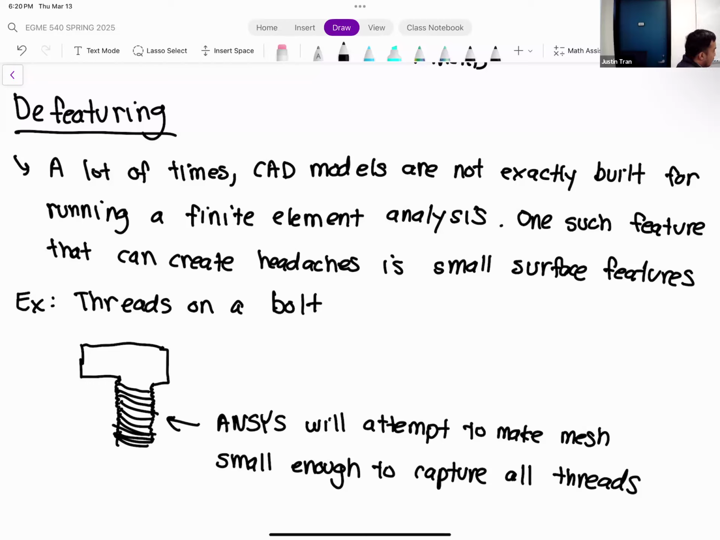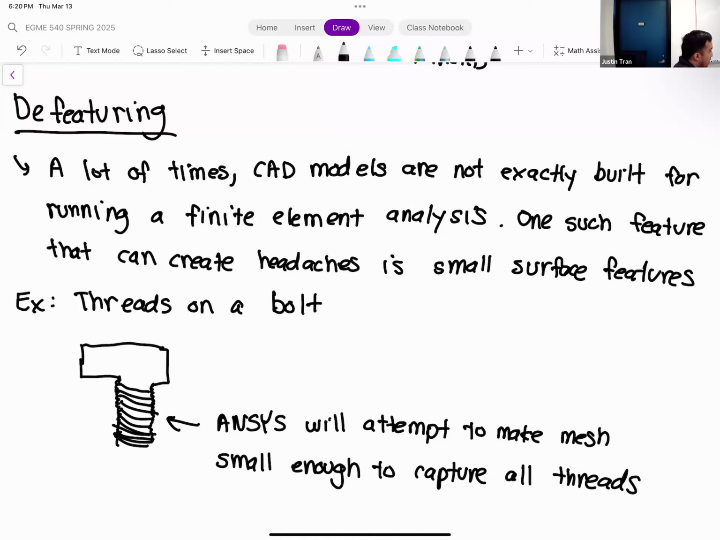Remember, on Tuesday, we ended our discussion with the difference between a patch conforming and a patch independent method. If you use a patch conforming method, then ANSYS is going to say, all right, these threads are part of the exterior surface, so we're going to try to match this exactly. But in order to match that exactly, you have to create a really, really tiny mesh to accommodate all of those threads, right?